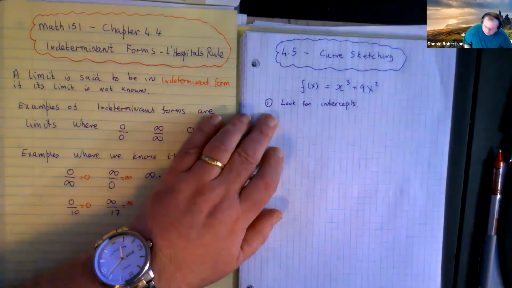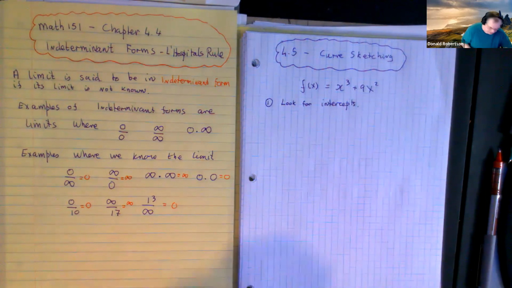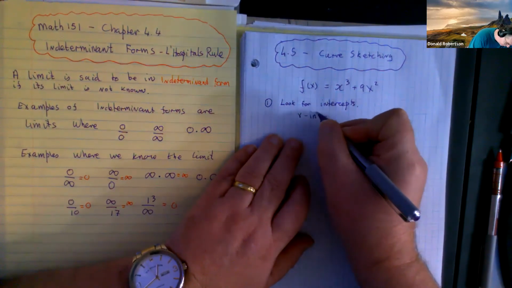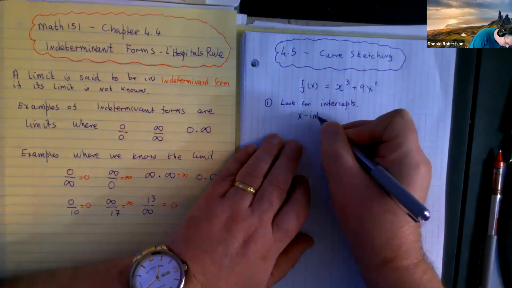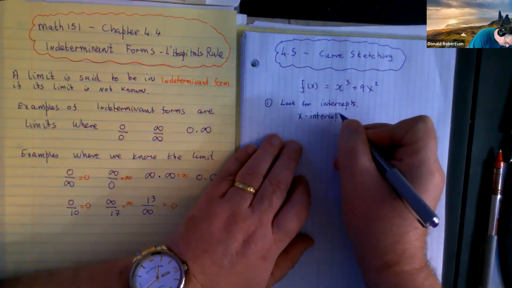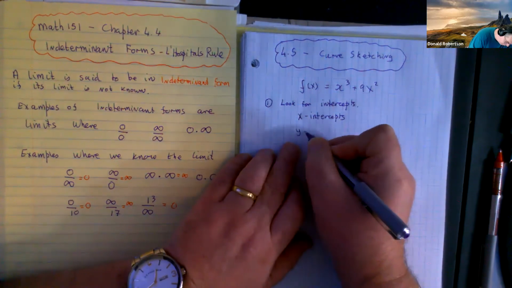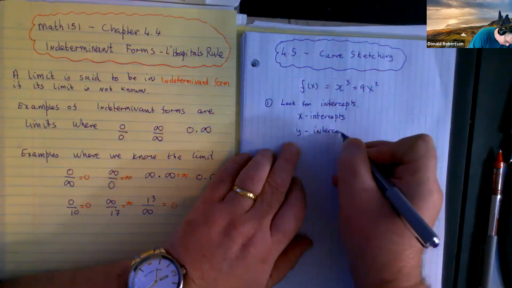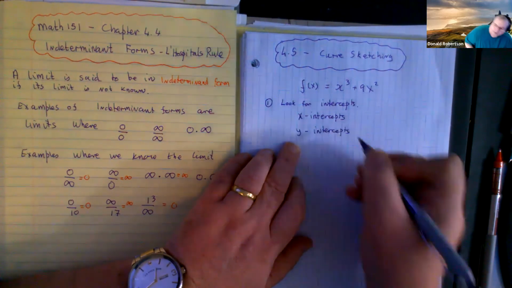There's nothing new here because you did this in 141. There are 2 kinds, aren't there? There's where it crosses the x-axis, and they're called x-intercepts. And there's where it crosses the y-axis, and they are called y-intercepts. So far, so good.